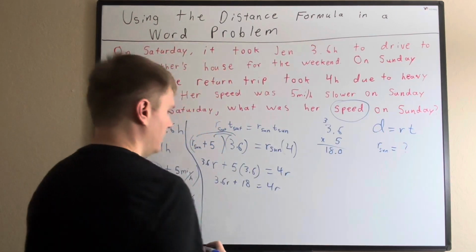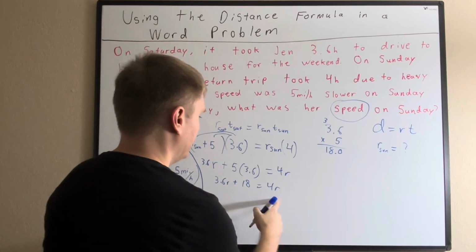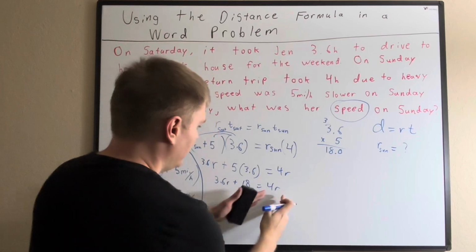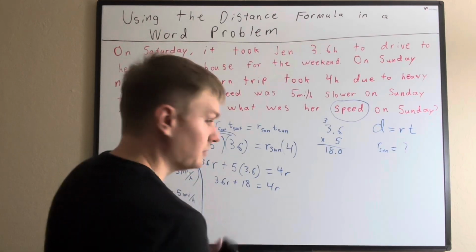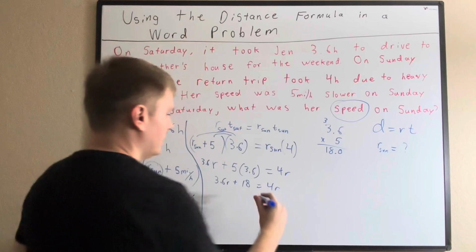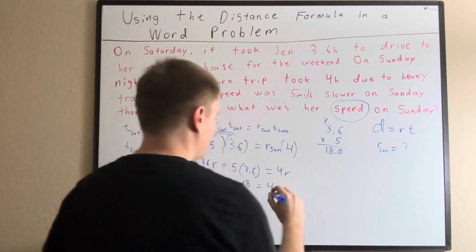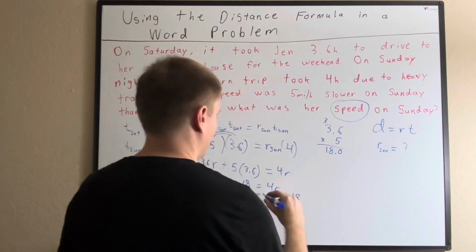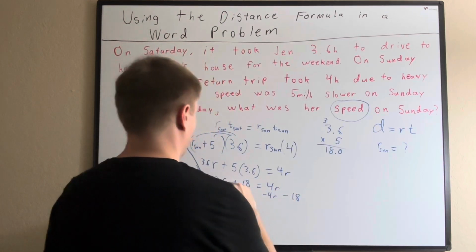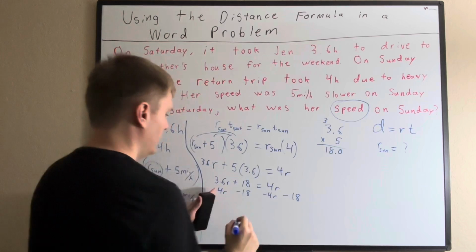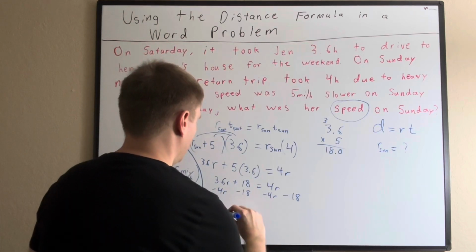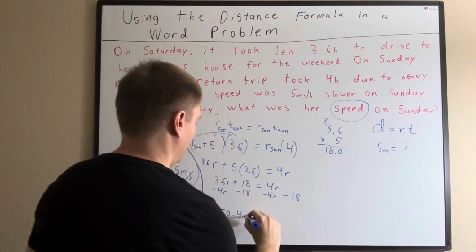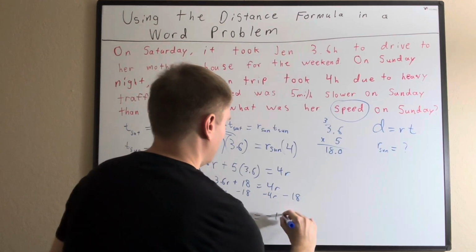All right. Well, let's get this R over here so we have the R's on one side. Or if you prefer to have your variable on the left, which most people do, I'm going to do that. We're going to move the 18 over there while we're at it. Subtract 18 from both sides and subtract 4R from both sides. So this gives us negative 0.4R equals negative 18.